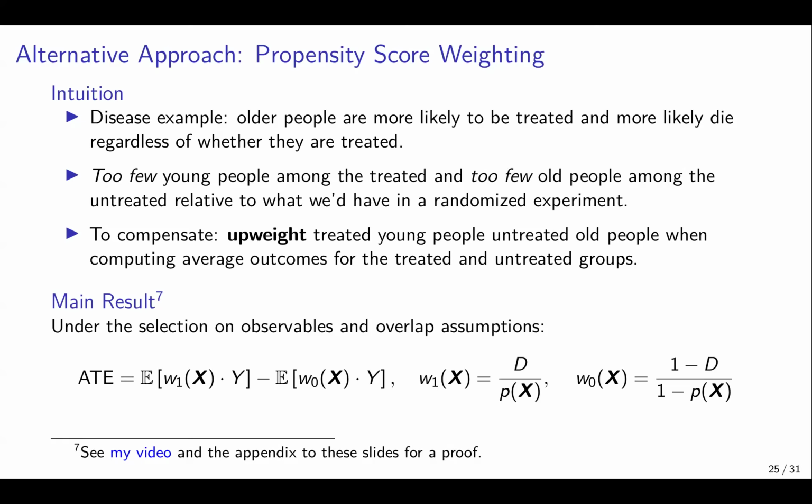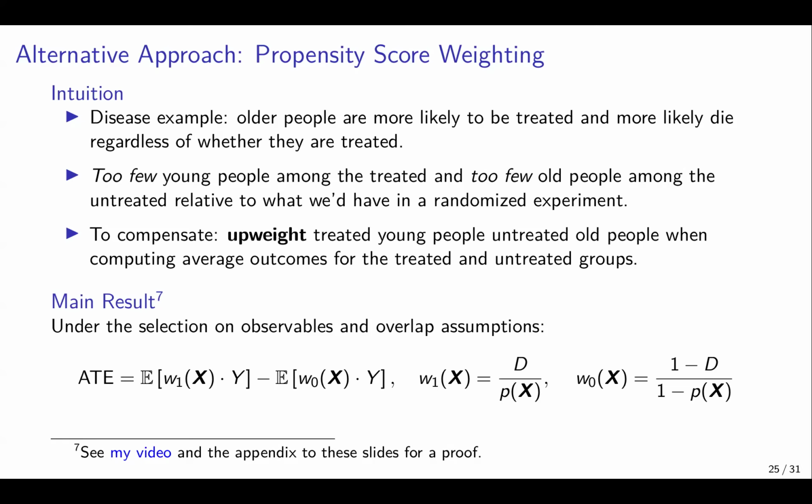Well, one idea is to actually upweight treated young people, to give them extra weight when we're computing the average outcomes for the treated and untreated groups. All right, so how could we do this? Well, here is the main result. This is not the proof. This is just the result of doing the proof.